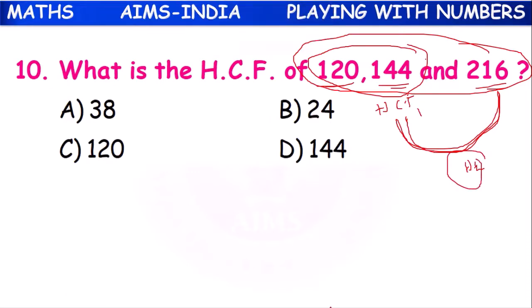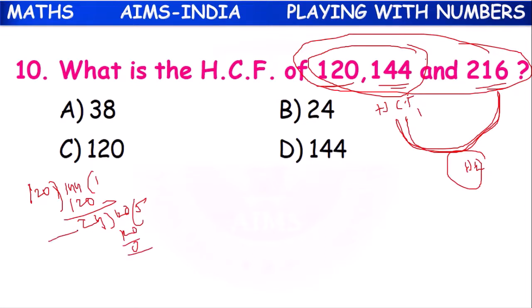Let's start with the first 2 numbers, 120 and 144. The smallest number will become the divisor, the largest number will become the dividend. 120 1 time 120, so 24 remaining. So here 120, 24 5 times 120, 0. Means while dividing with 24, we got 0. So 24 is the HCF of these two numbers.